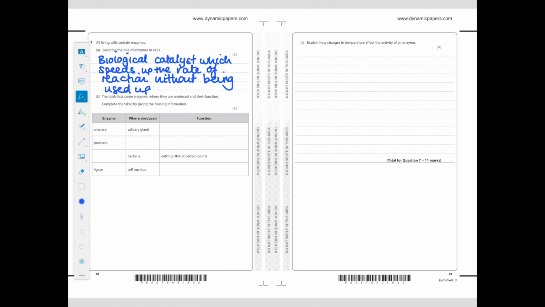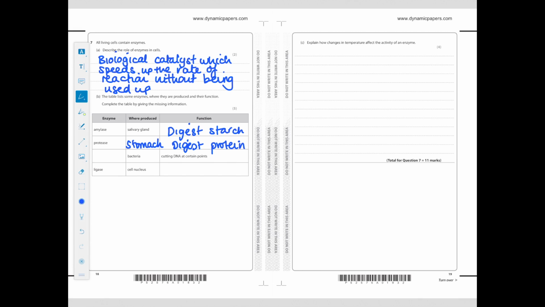The table lists some enzymes, where they're produced and their function. Complete the table by giving the missing information. So amylase, where is it produced? The salivary gland. What is its function? To digest starch. Protease now, where is it produced? Many places, but the best place to state is the stomach. Remember that it digests proteins, as its name suggests.